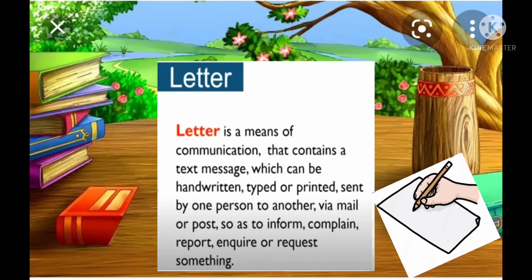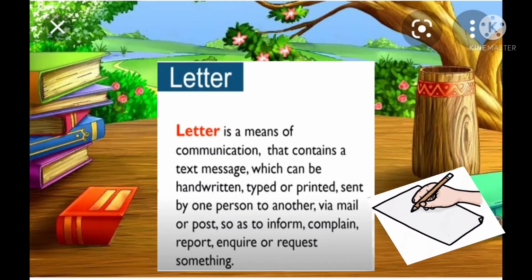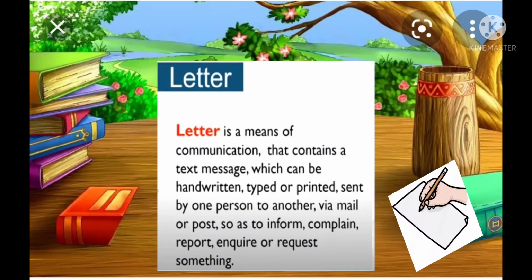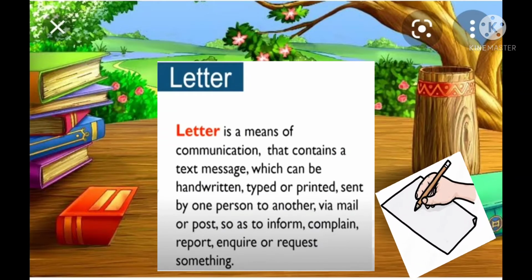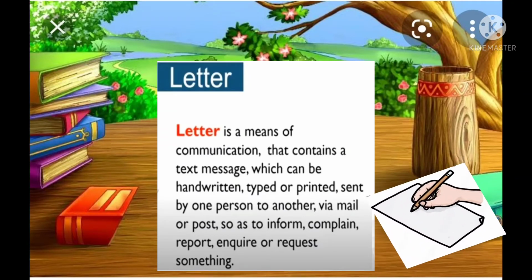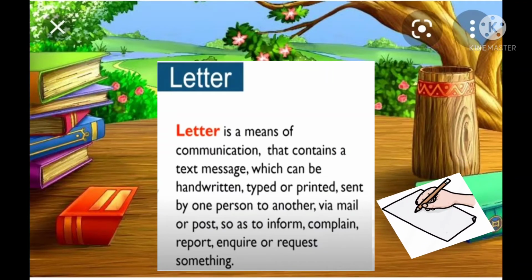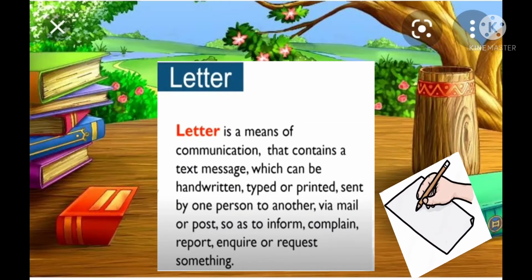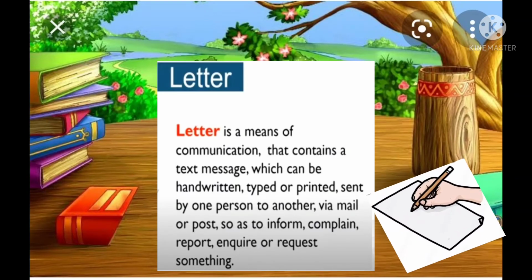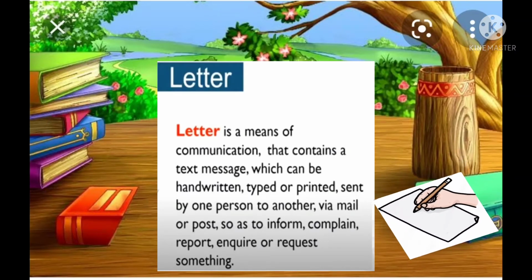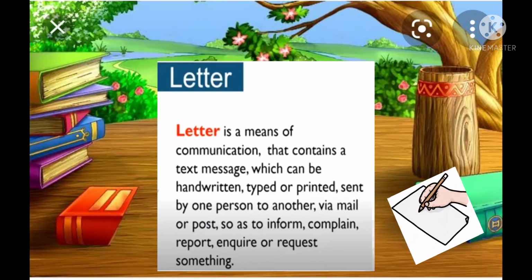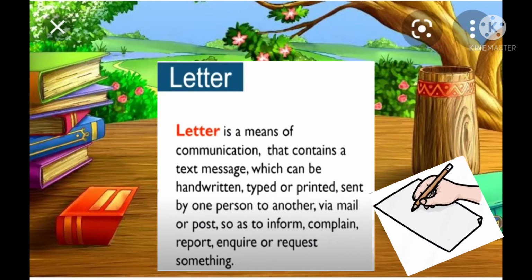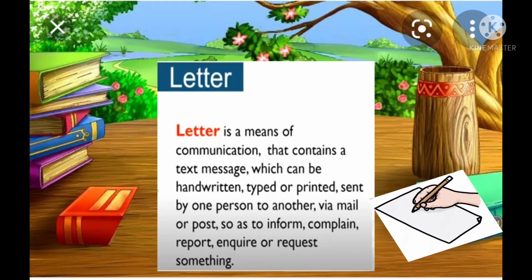Letter. A letter is the means of communication that combines a text message which can be handwritten, typed or printed, sent by one person to another person via mail or post, so as to inform, complain, report, inquire or request something. So kids, letter means a written communication through which we can send our text message to the other person. It can be handwritten, typed or printed. We can send it by post or by mail.